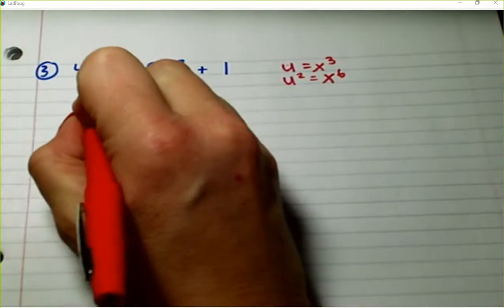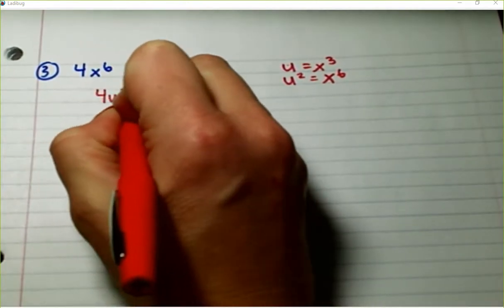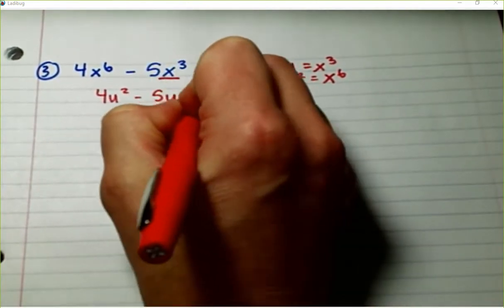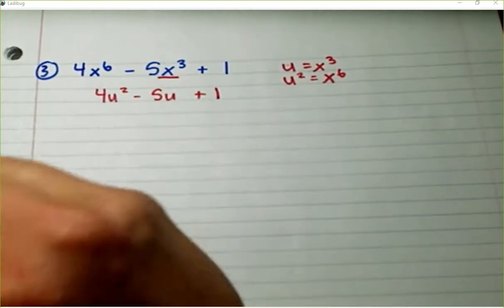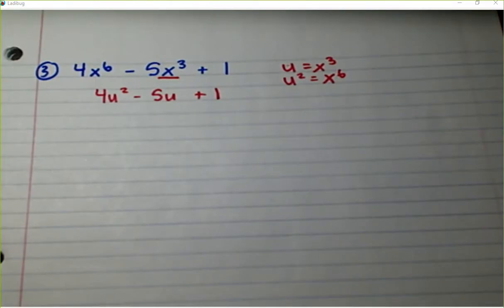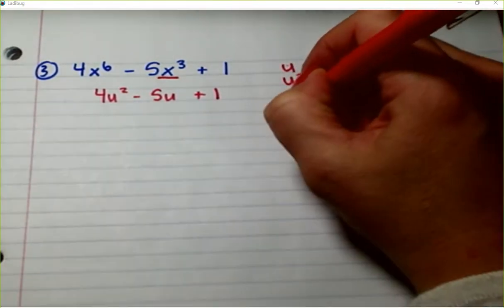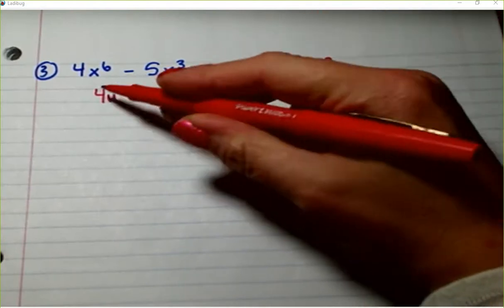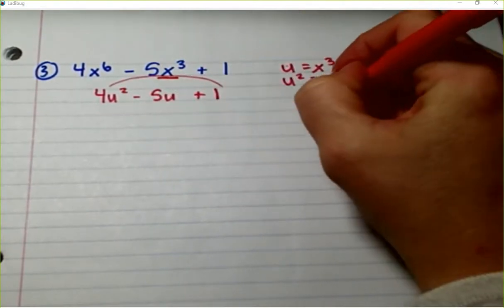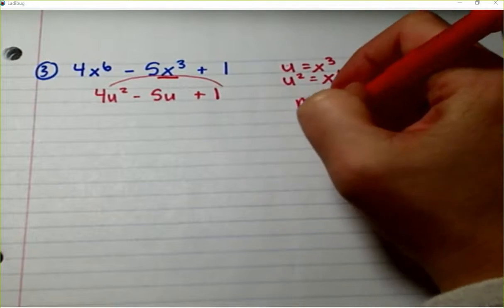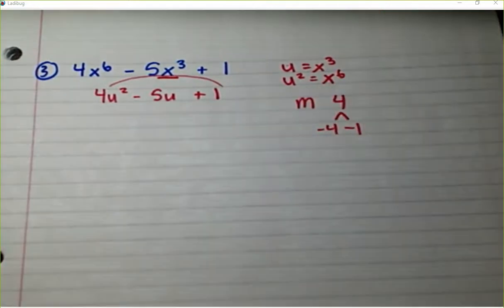Okay, so I'm going to do my substitution. 4u squared minus 5u plus 1. Okay, can I actually factor that quadratic? Oh, well, let's check. Can you multiply to 4 and add to negative 5? Okay, yes, that means that it does factor.